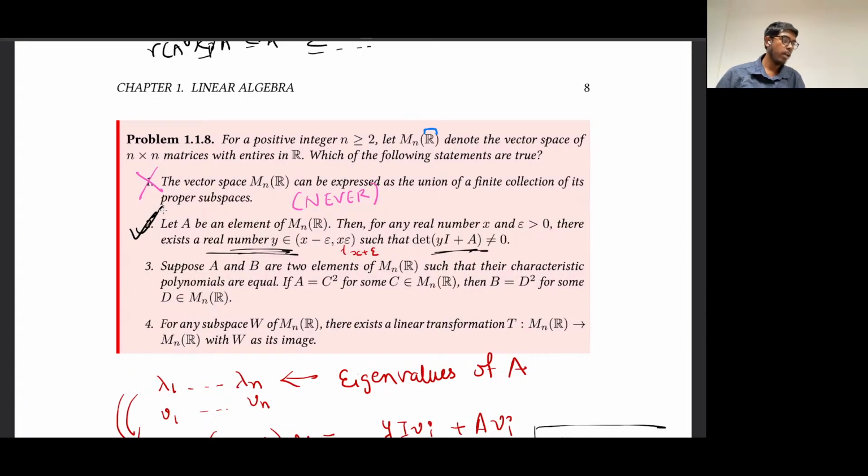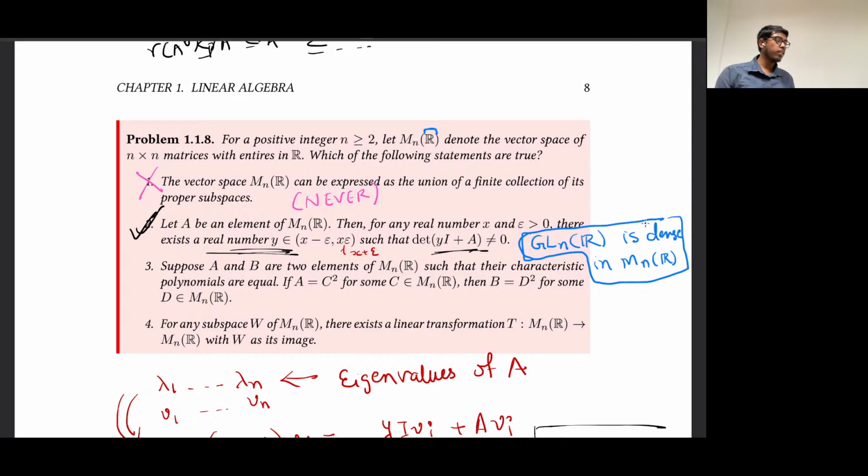In a nutshell, this statement is telling us that the set of all invertible matrices, GL n R, is dense in M n R, the set of all matrices. That means GL n R is dense in M n R. That is also right, that the rationals are dense in R, of course.